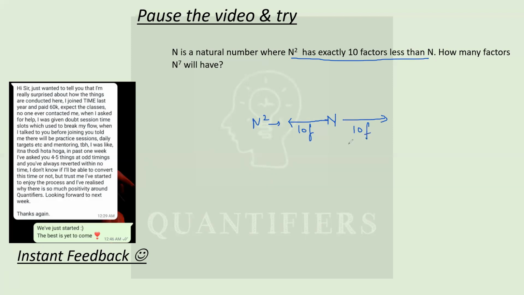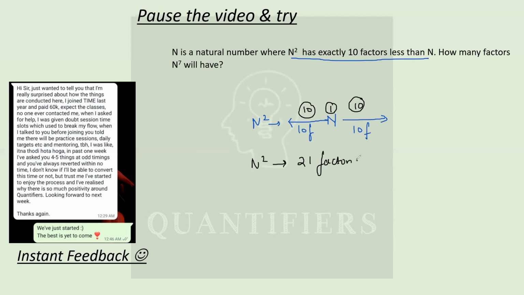Now students, from here what can we figure out? From here we can definitely figure out that n square will have how many factors? N square will have 21 factors. Because one of the factors is n. There are 10 factors which are greater than n. And there are 10 factors which are less than n as well. So n square के number of factors आ जाएंगे. That means n square, it will have 21 factors.